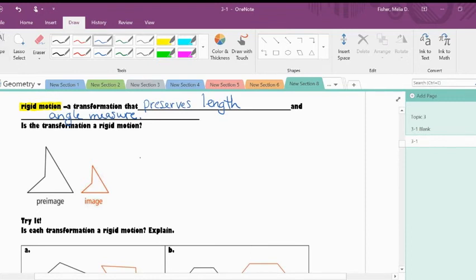And the answer here is no. This is not a rigid motion. The angles are the same, but the length was not preserved.